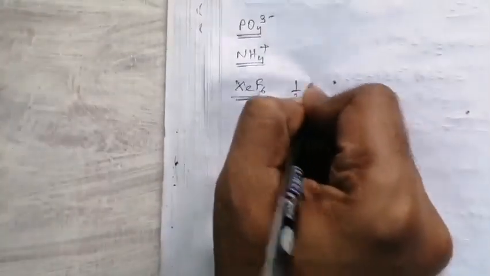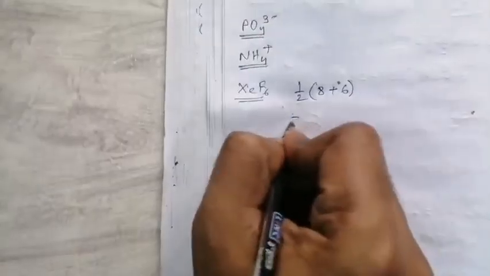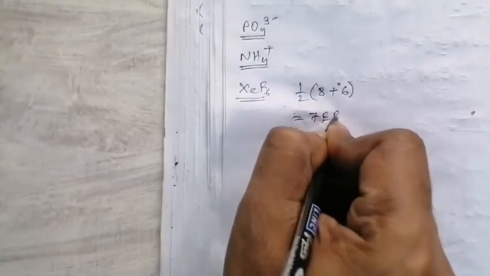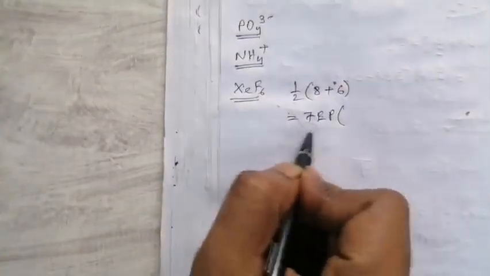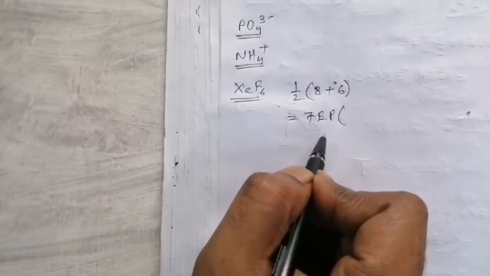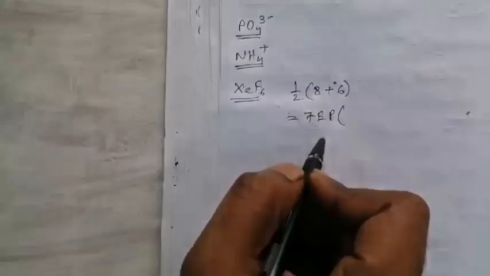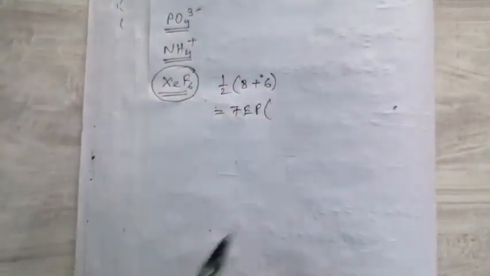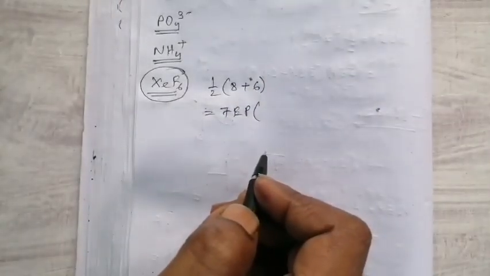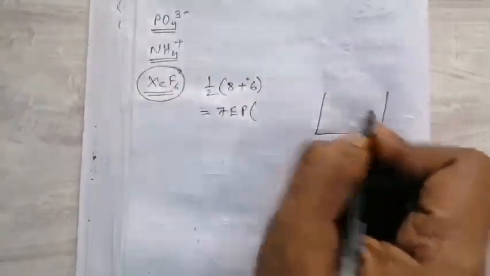XeF6, it is half 8 plus 6. So how much it is? 7 electron pair. In my VSEPR theory discussion, I haven't told you what to do with 7 electron pair, and so it is a drawback of valence shell electron pair repulsion theory. So VSEPR theory cannot predict the geometry of the molecule XeF6.